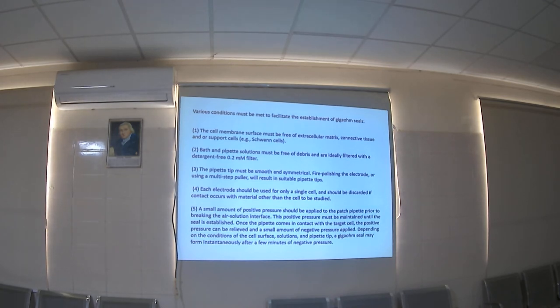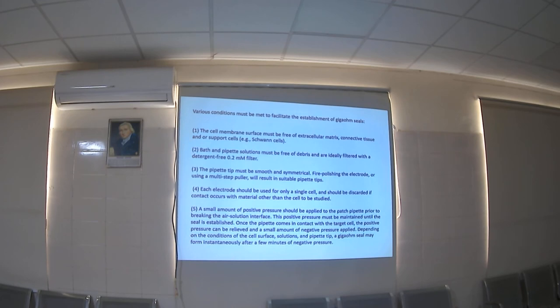Okay. The pipette tip must be smooth and symmetrical. Fire polishing of the electrode or using a multiple-step puller will result in suitable pipette tips. So these are technicalities of how to maintain a good pipette. Each electrode should be used for only a single cell and should be discarded if contact occurs with material other than the cell to be studied. Okay. These are the do's and don'ts.